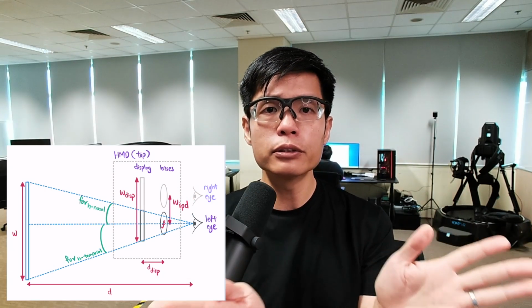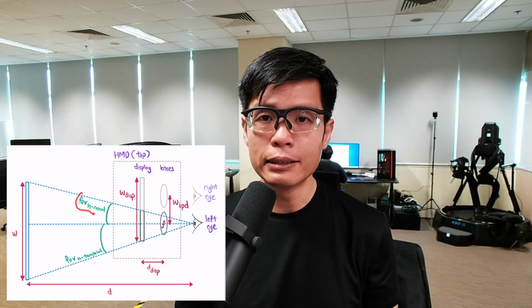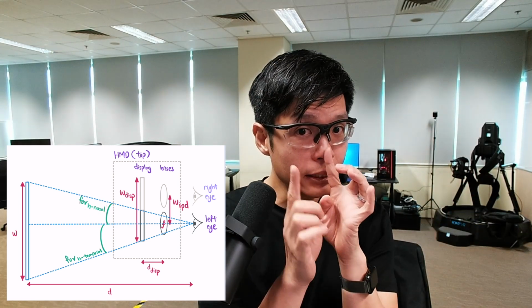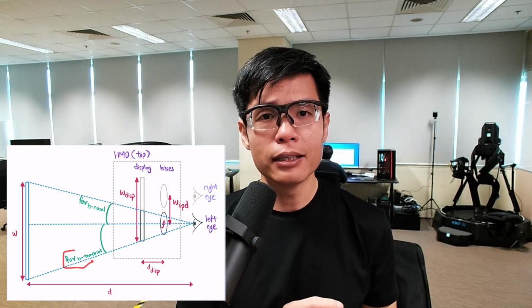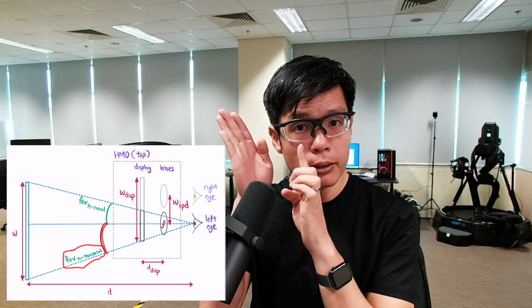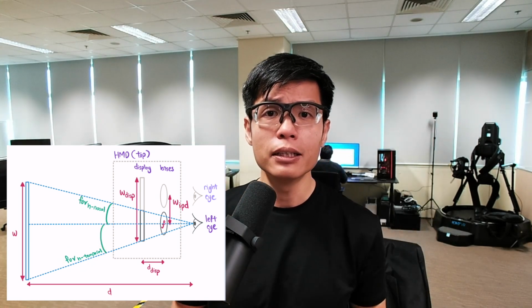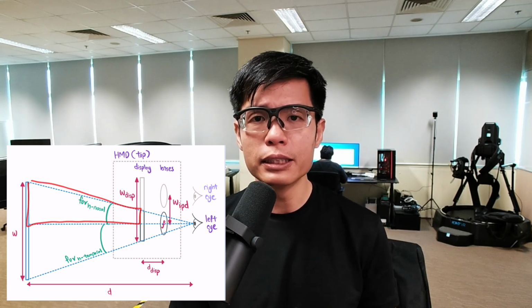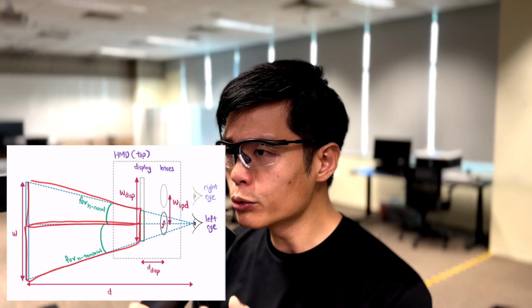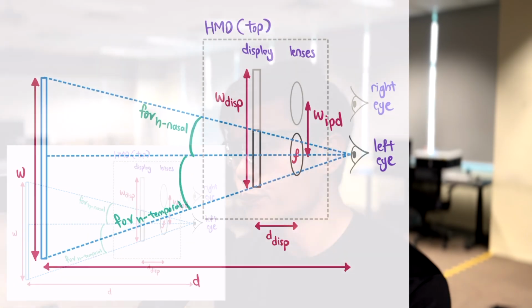But for the horizontal FOV, we need to calculate the different angles representing the nasal FOV or the FOV on the nose side, and the temporal FOV or the FOV on the temples side. Remember that the view frustum is asymmetric horizontally, and so the viewing cone will slightly be skewed depending on which eye you are referring to.